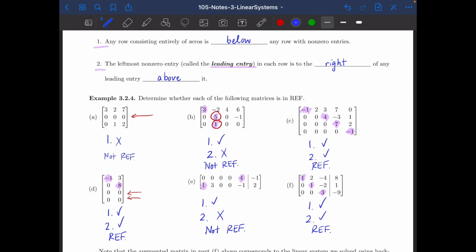And so we've seen that the matrices in parts C, D, and F are in row echelon form. And we can see that all of them have a nice collection of zeros in the bottom left corner. And these zeros in the bottom left corner, they all form a bit of a staircase pattern.